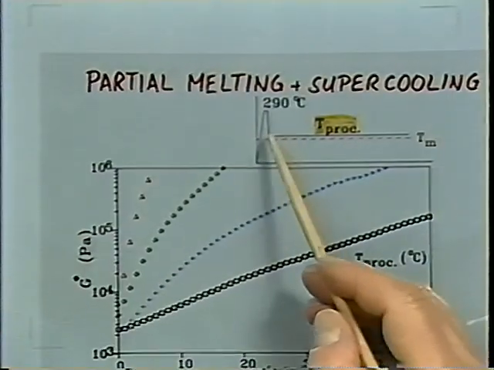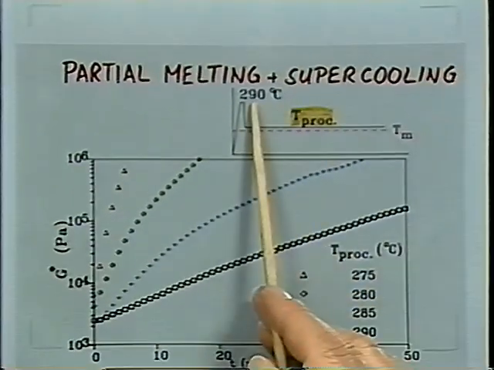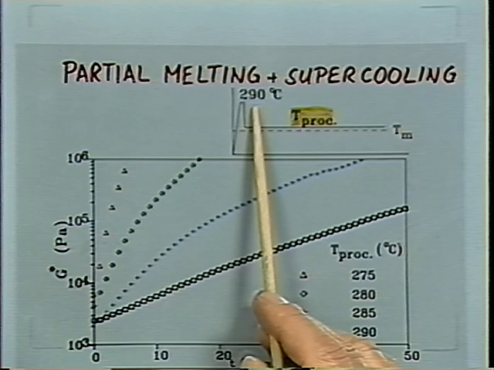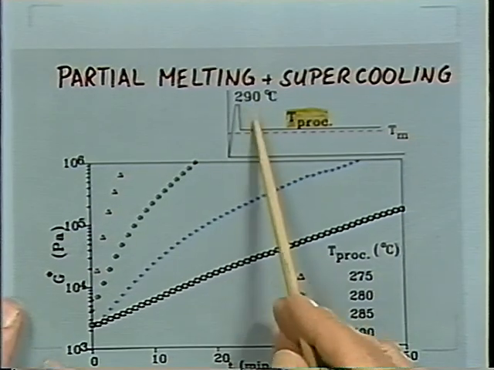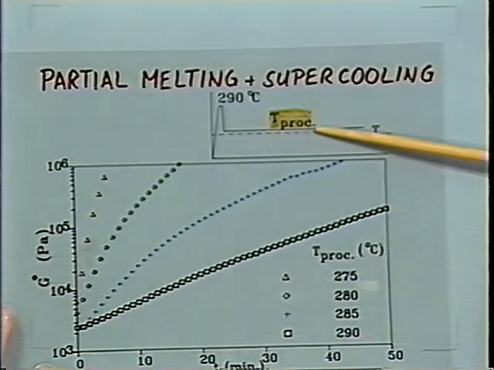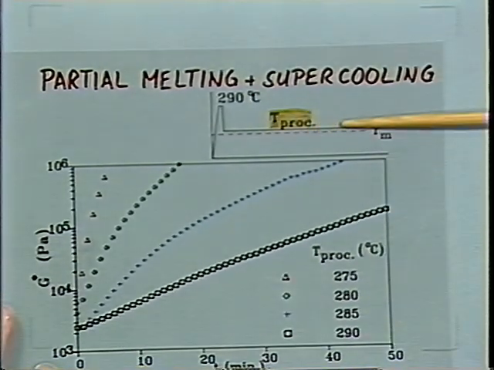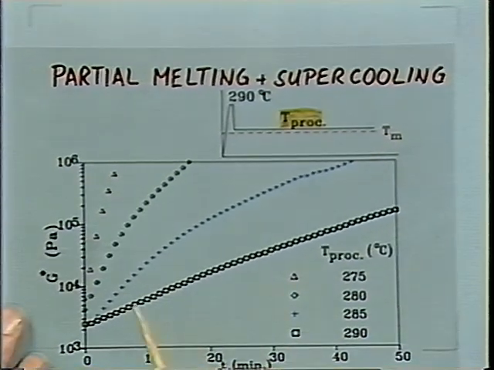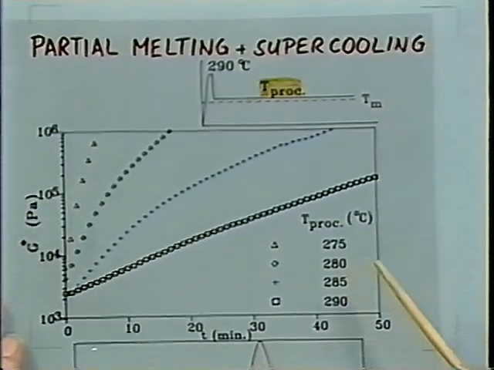However, we would like to generate samples with a very high melting temperature, and this can be achieved by melting the sample partially to 290 degrees. We know that only a small fraction is left in the solid state. But then we supercool the sample. We go to some lower temperature, and this temperature is our parameter now. It might be above Tm or below Tm. In fact, we can now go down to low temperatures.